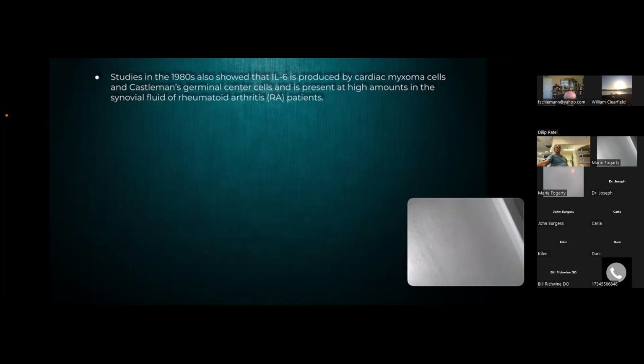And so, Castleman's germinal center, cardiac myxoma. Again, this is just saying that these are different. We're talking about tumors, we're talking about rheumatoid arthritis, but interleukin-6 is the common denominator. It's found in high amounts in these situations. Castleman's germinal center, I believe, is a lymphadenopathy, or a lymphatic tumor of a certain kind. And of course, we know cardiac myxoma is a tumor of the heart muscle.